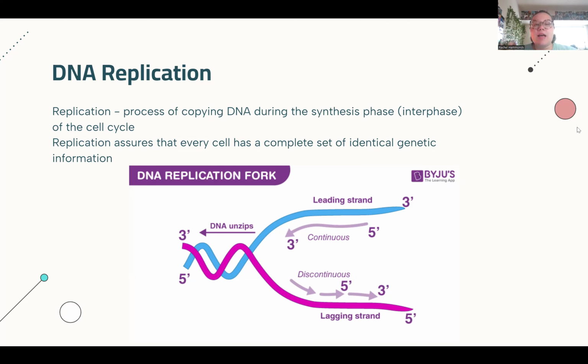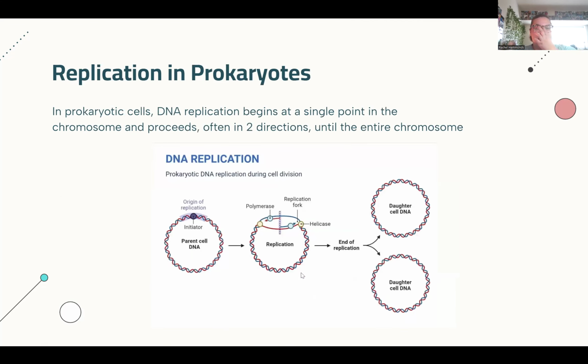As you can see here, we have the DNA replication fork. This is the strand that is getting replicated, and this is the strand that is not getting replicated, okay? It's getting replicated this way. DNA is unzipping as it goes across the DNA molecule. This strand is getting replicated, and this strand is not. It's lagging. It's not getting replicated continuously. It's creating these Okazaki fragments as it's replicating.